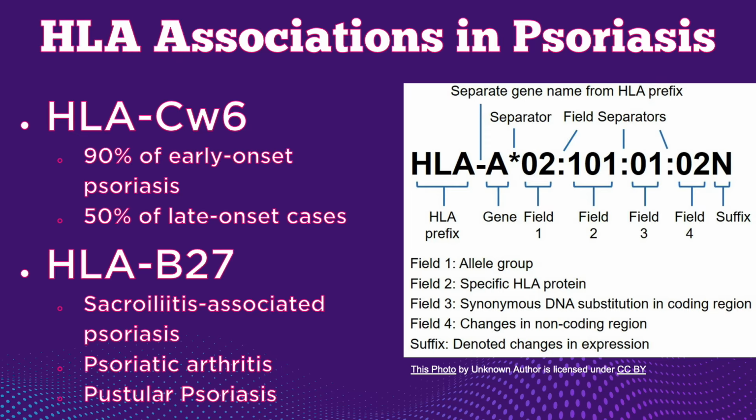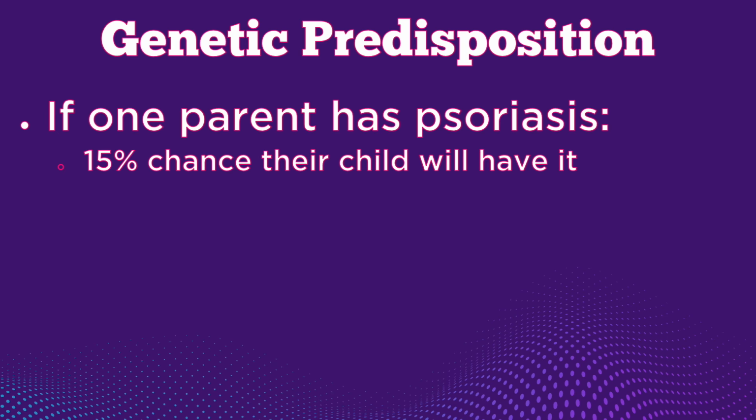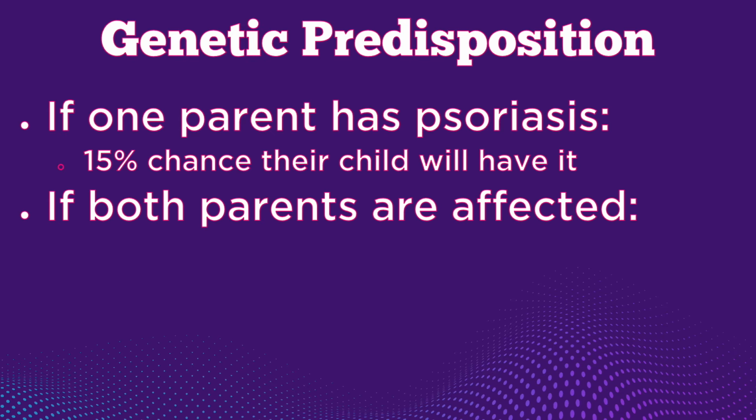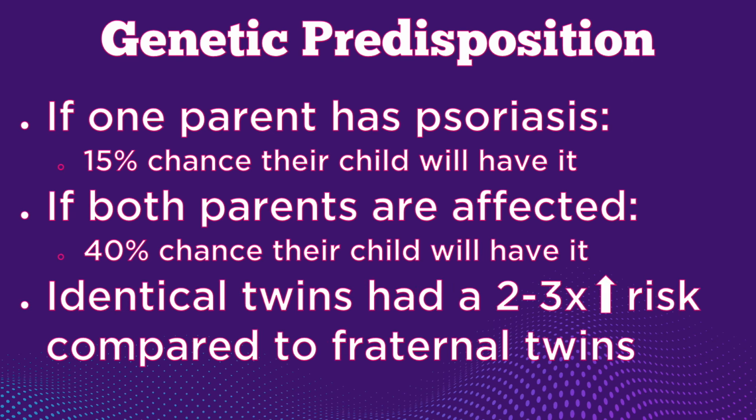If one parent has psoriasis, studies show that there's a 15% chance that their child will have it. If both parents are affected, the risk is 40%. And then in twin studies, identical twins had a 2 to 3 times higher risk than fraternal twins.